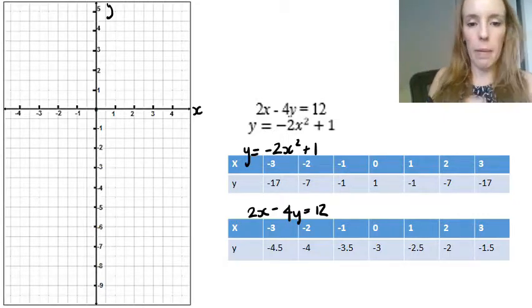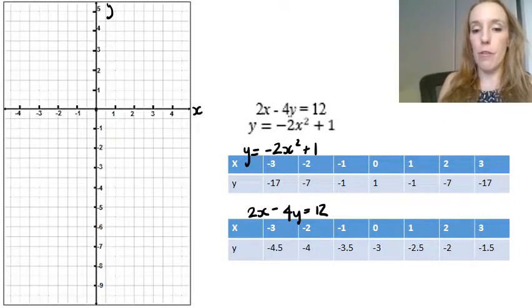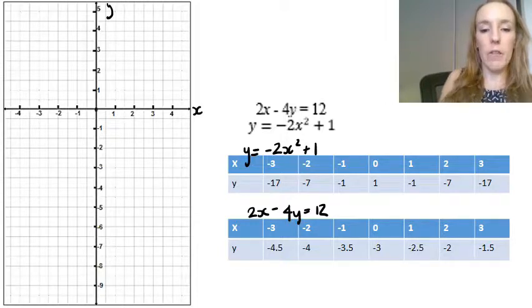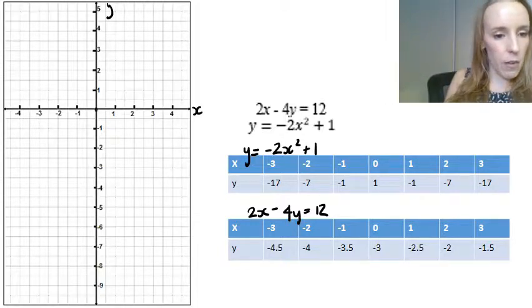So we'll have to make do. So I'm going to start off with our linear relation first. So our first point is -3, -4.5. So -3, drop down to -4.5 and put my dot there.